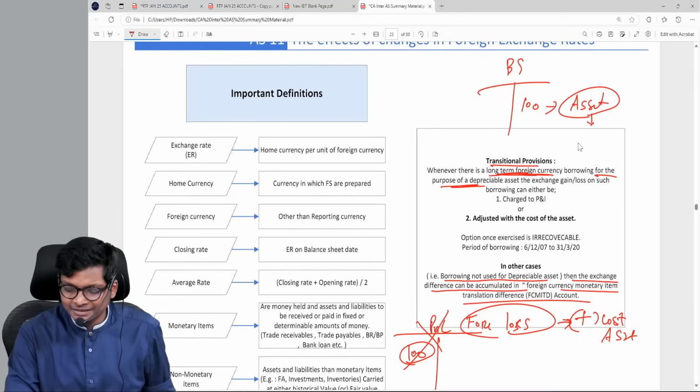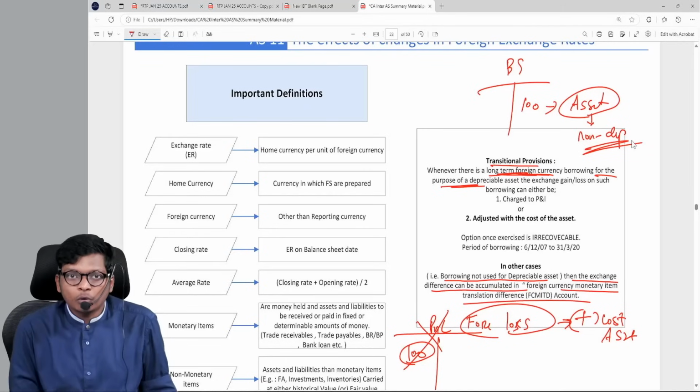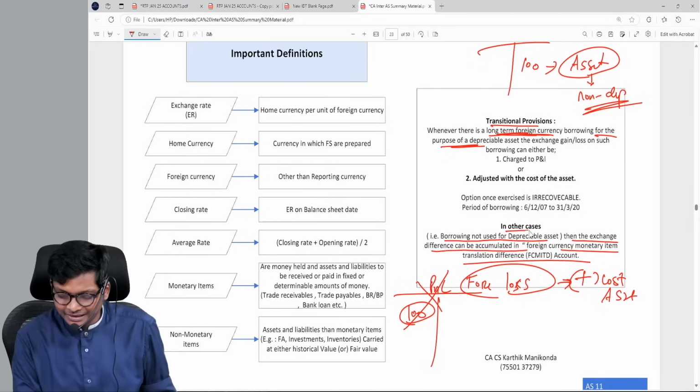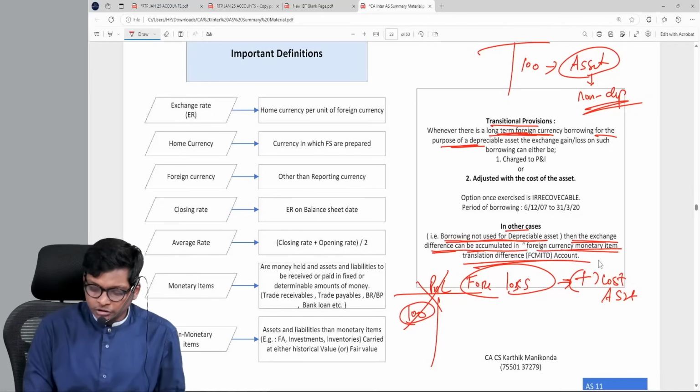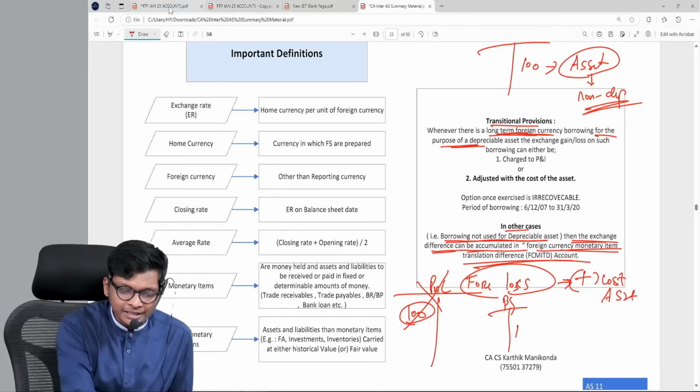But sir, my asset is land, sir. It is non-depreciable. Then what to do? Then they are saying in other cases, if the borrowing is not used for a depreciable asset, then the exchange difference can be accumulated in the FCMTD account. Instead of adding to the balance sheet asset, I will keep it over here. Sir, then how to take it to P&L?